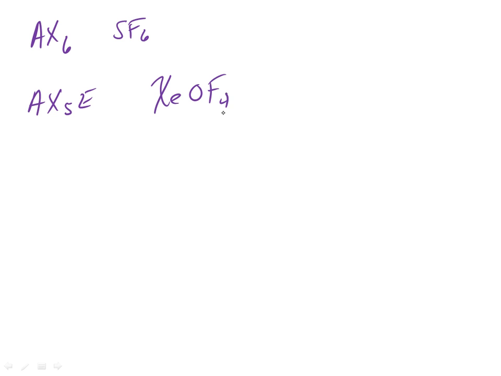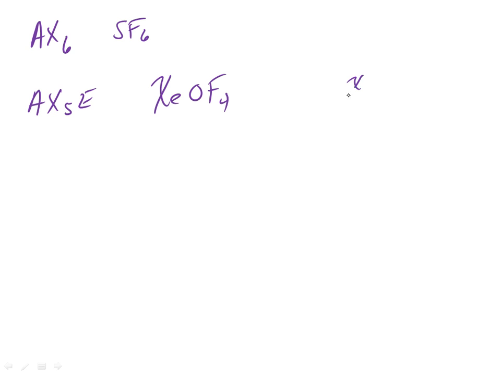Alright, let's continue on. We were talking about the category AX6 and the example was sulfur hexafluoride. I want to continue now with a substance that would be considered AX5E. Actually, we've done that one before as a Lewis structure, xenon oxo tetrafluoride.